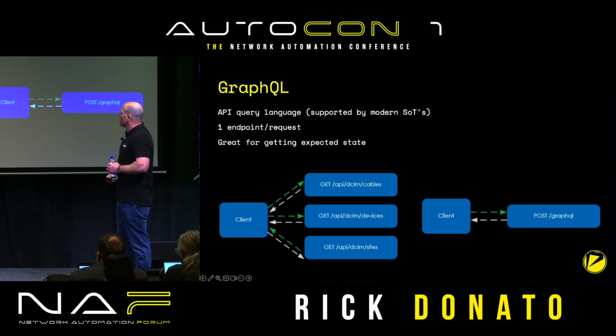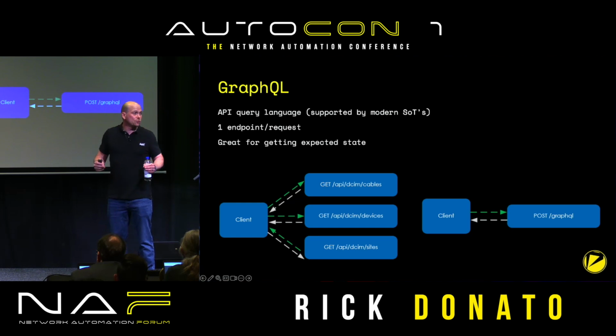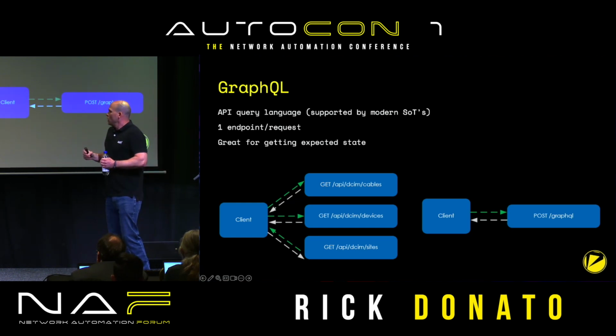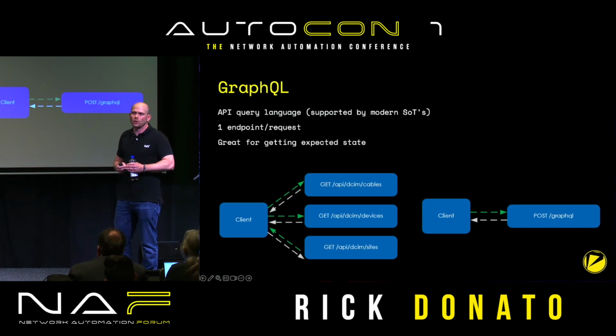So another thing we've got is GraphQL. We've just mentioned we want to get maybe some data from something like Netbox. But what we don't want to do is go out to Netbox or a source of truth and do loads of API calls, pull all of this data back. What we can do is use something like GraphQL.